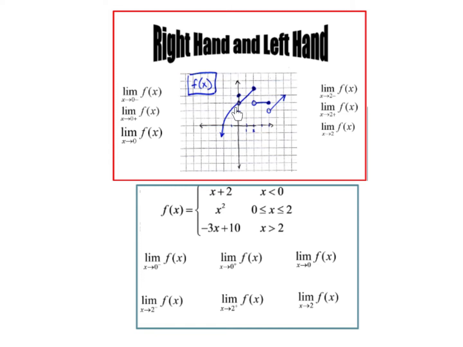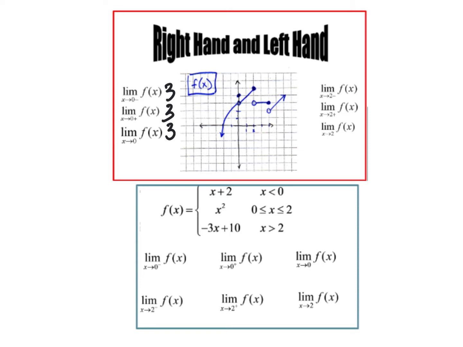So for instance, here, we're approaching from the negative side. That's what that little 0 minus means, is from the negative side, we're approaching a y value of 3. And you'll see we are also approaching that same y value from the positive side. We're approaching 3. And therefore, the limit at 0 is 3.